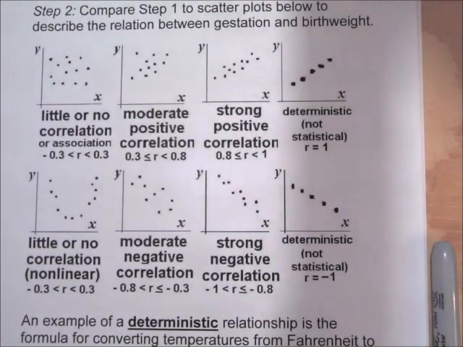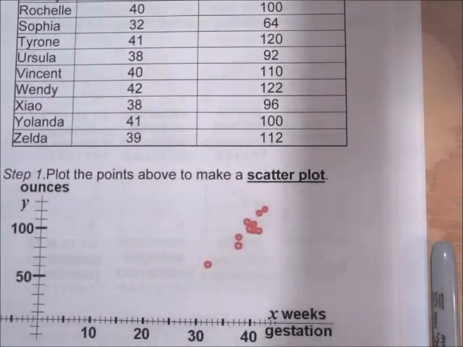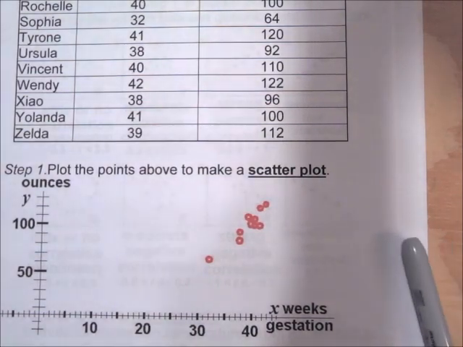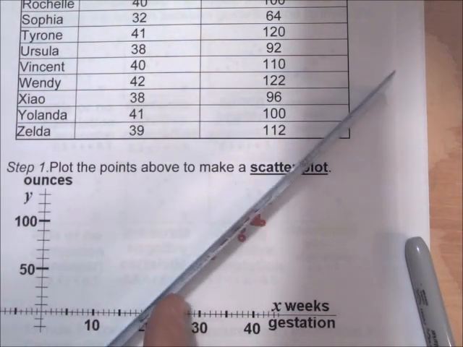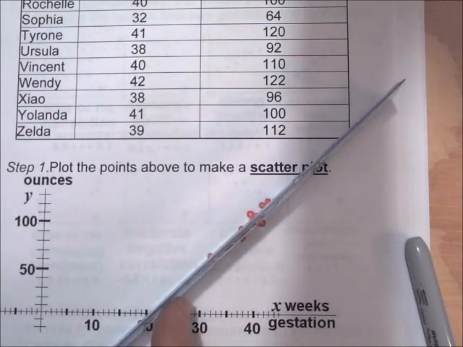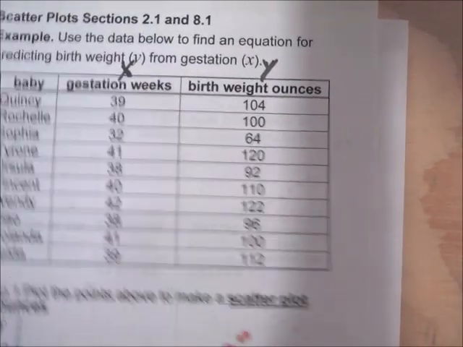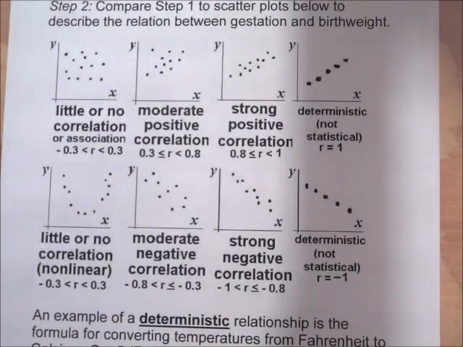An example of a deterministic relationship. So anyway, this graph here, it appears that there's going to be, I would say, a strong positive correlation. If you want to call it a moderate positive correlation, I would accept that too, but they seem fairly close to a straight line to me. They're not exactly on the same straight line, so it's not deterministic, but they're pretty close to a straight line.